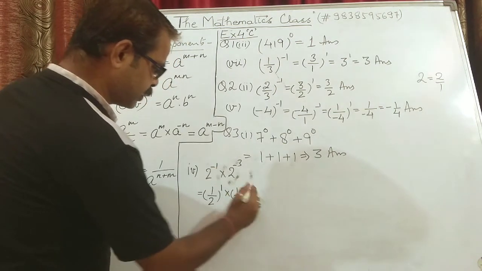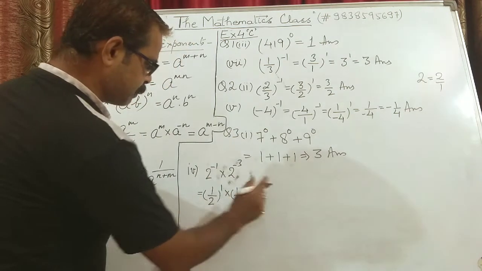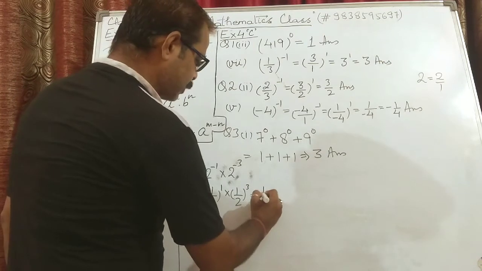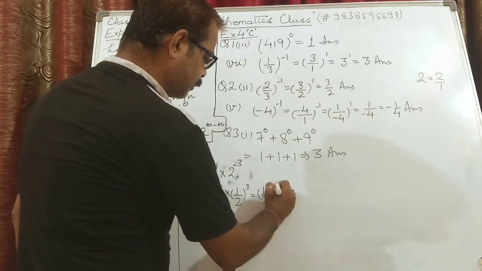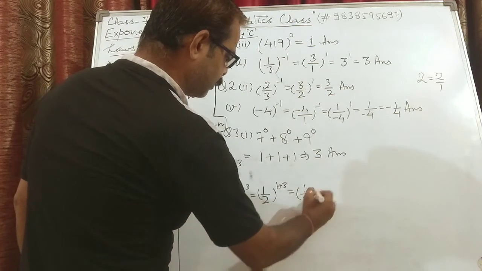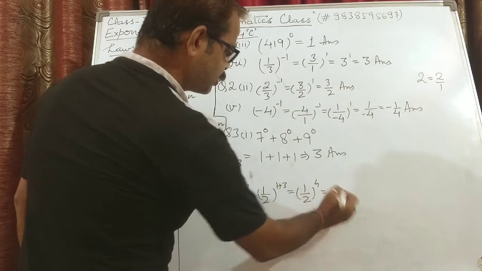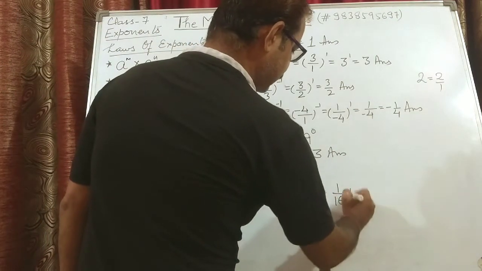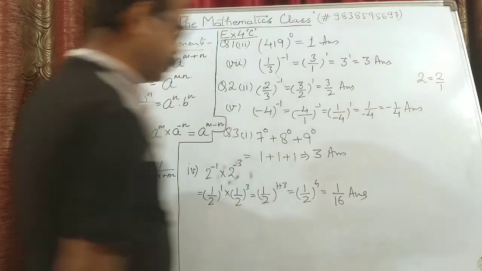Again same concept here also. So when the bases are same, and in between there is a multiplication sign, so powers get added. So it will be 1 upon 2 to the power 1 plus 3. That is 1 upon 2 to the power 4, means 2 to the 4 to the 8 to the 16, or you can say 1 upon 16 is the final value.